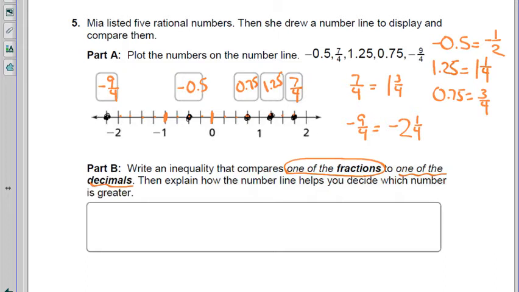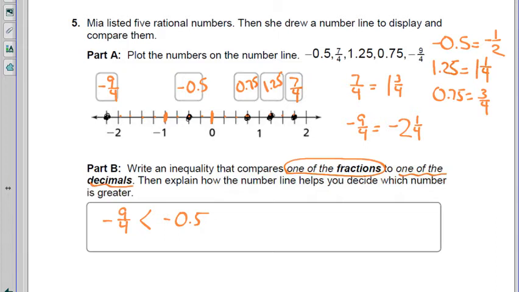The first one, negative 9/4, that's a fraction, and that's less than a negative 0.5, which happens to be a decimal. I fulfilled the first part of the question. I compared a fraction and a decimal. The second part says explain how I know.